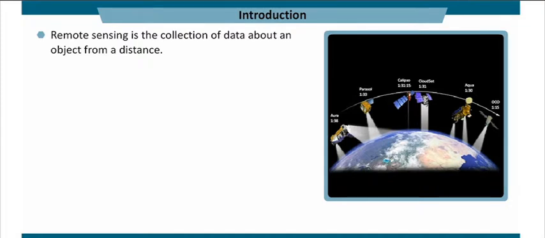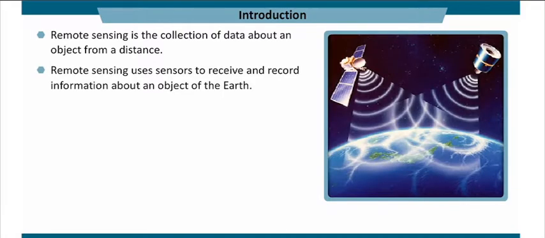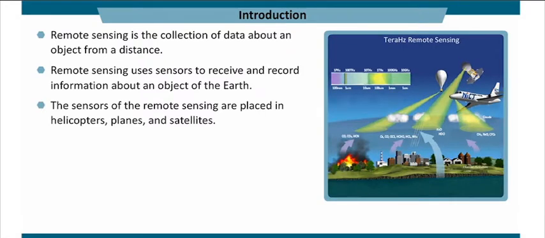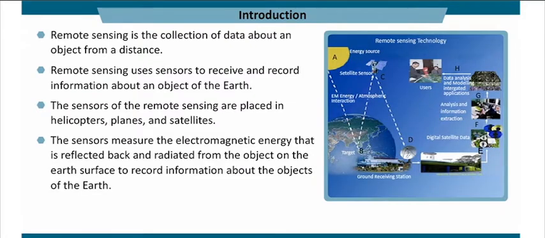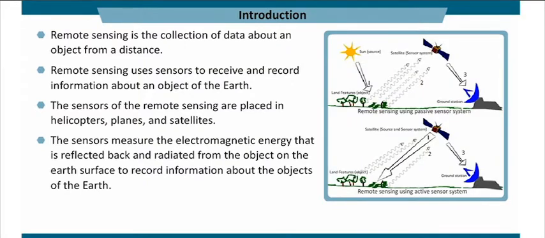Geographers apply remote sensing as a tool to monitor or measure phenomena of the lithosphere, hydrosphere, atmosphere, and biosphere of the Earth. Remote sensing uses sensors to receive and record information about an object of the Earth. The sensors are placed in helicopters, planes, and satellites. The sensors measure the electromagnetic energy that is reflected back and radiated from the object on the Earth's surface to record information about the objects of the Earth.